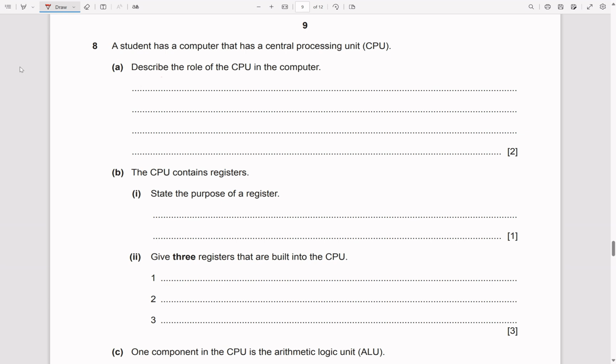Number 8 says a student has a computer with a central processing unit, CPU, and we want to describe the role of the CPU in the computer. The CPU is just going to fetch, decode, execute the instructions. So we can say it will perform the fetch, decode, execute cycle.